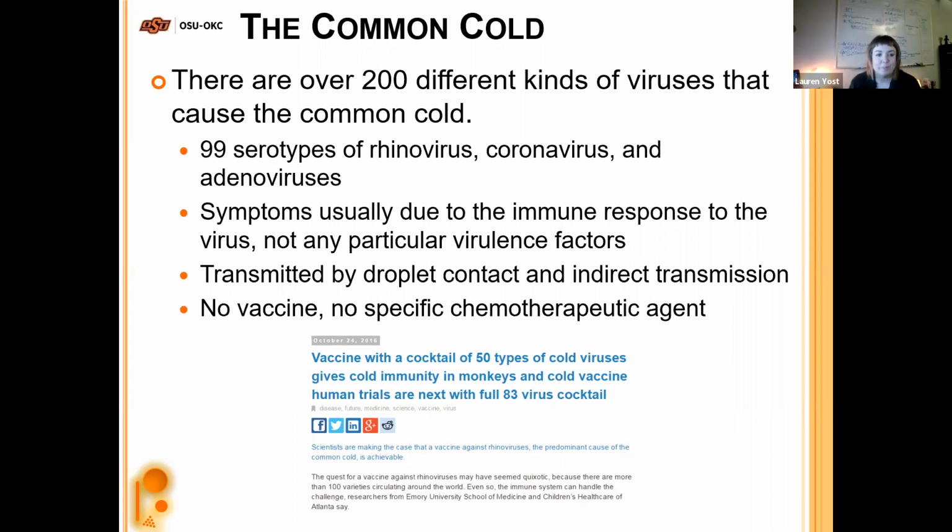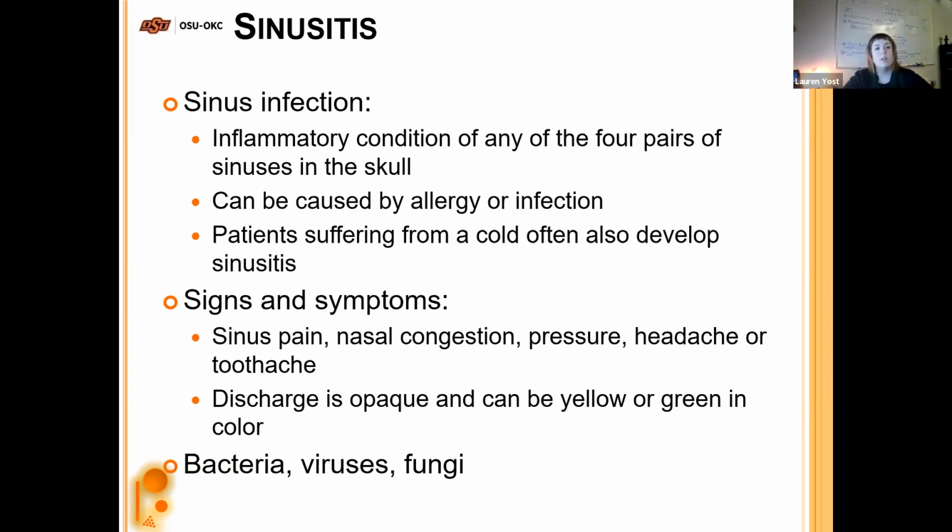So there's no vaccine for the common cold, and no drug or specific chemotherapeutic agents for the cold. There was an attempt to make a vaccine for about 50 types of different viruses that can cause the cold and was going into human trials.